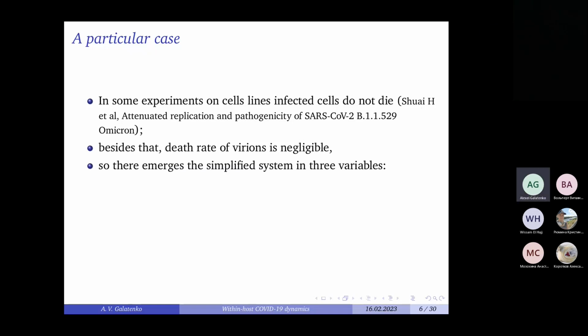So there is a simplified model in 3 variables. Here is the original model, and we set death rates equal to 0. The model is essentially simplified, so we will be able to obtain theoretical results on this model.